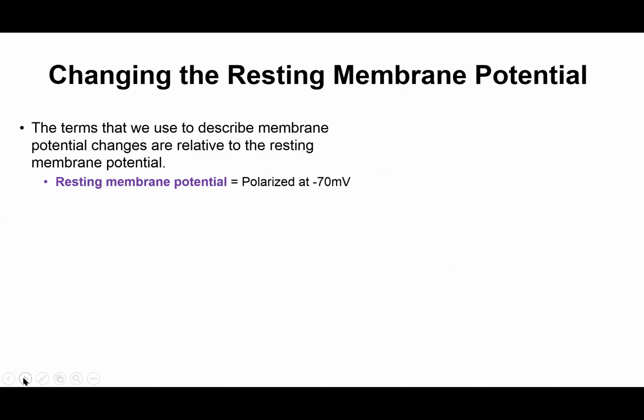So, changing the resting membrane potential. The terms that we use to describe membrane potential changes are relative to the resting membrane potential. By now we know that the resting membrane potential is minus 70 millivolts, and we call it polarized. So resting membrane potential is polarized at minus 70 millivolts.